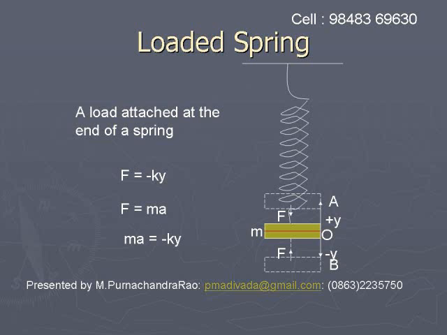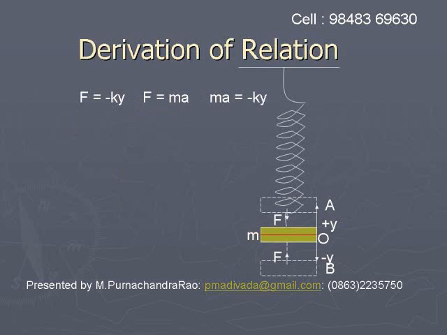Taking the relation for force as ma, we get ma is equal to minus ky. We have the relation F is equal to minus ky, but F is equal to ma, hence ma is equal to minus ky, or a is equal to minus k by m into y. k is a constant and m is a constant, hence k by m is constant. So a is equal to minus k by m into y, where k by m is a constant.